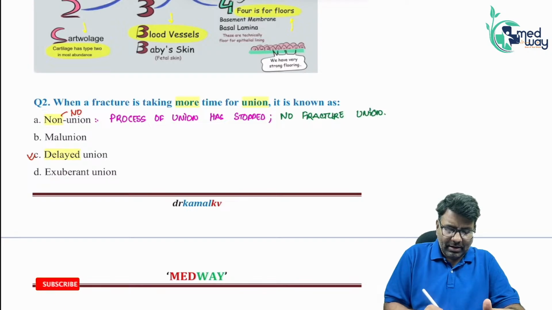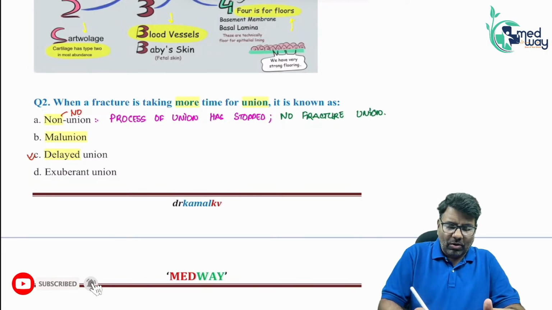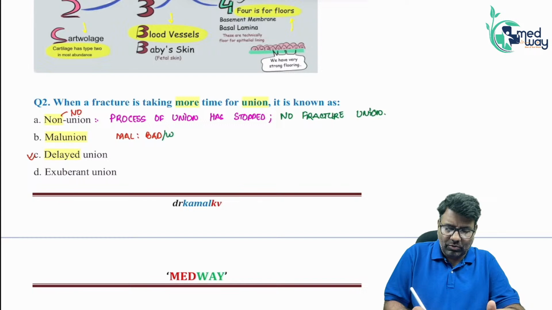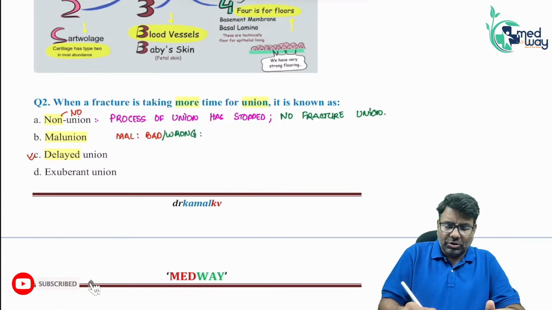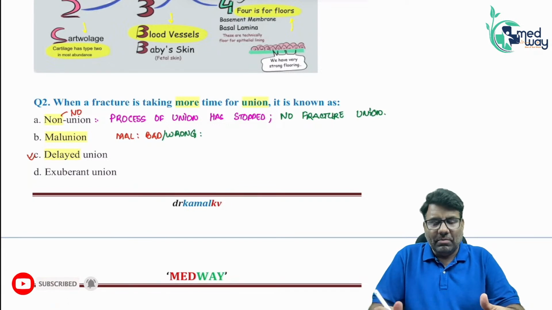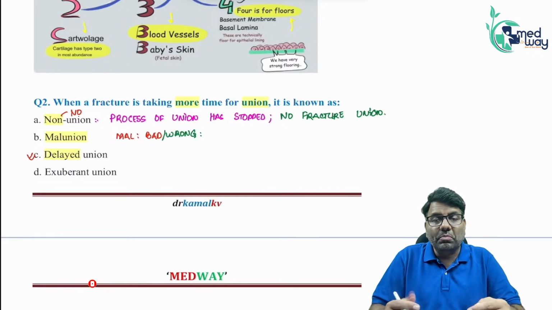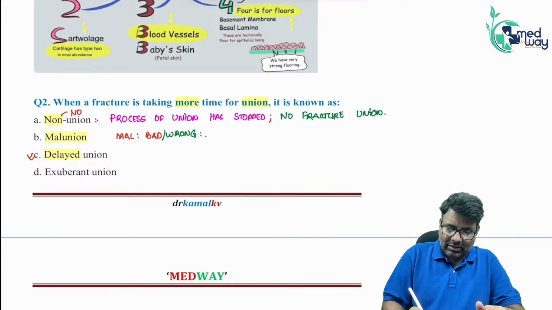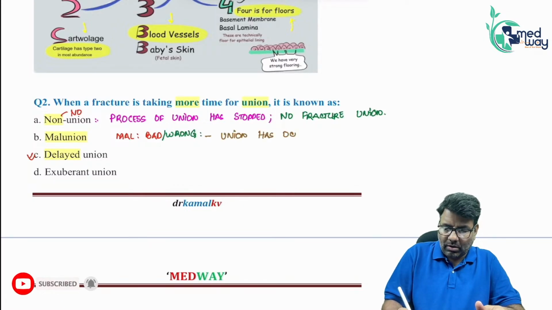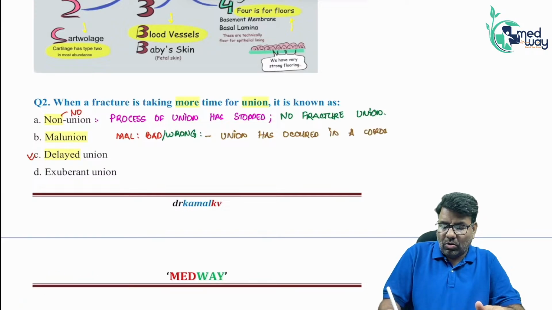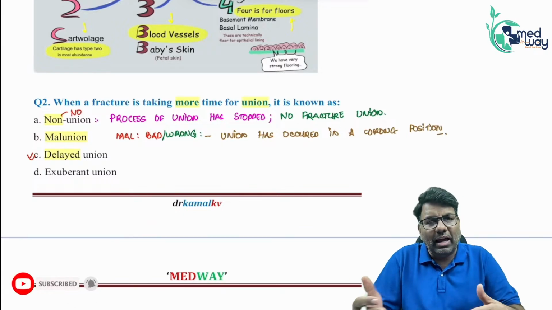Then another word is malunion. Now the word mal means bad, or in relation to this we can use the word wrong. So it means the union has occurred, but it has occurred in a wrong position. Clear? So here we can say the union has occurred in a wrong position. That is known as malunion.